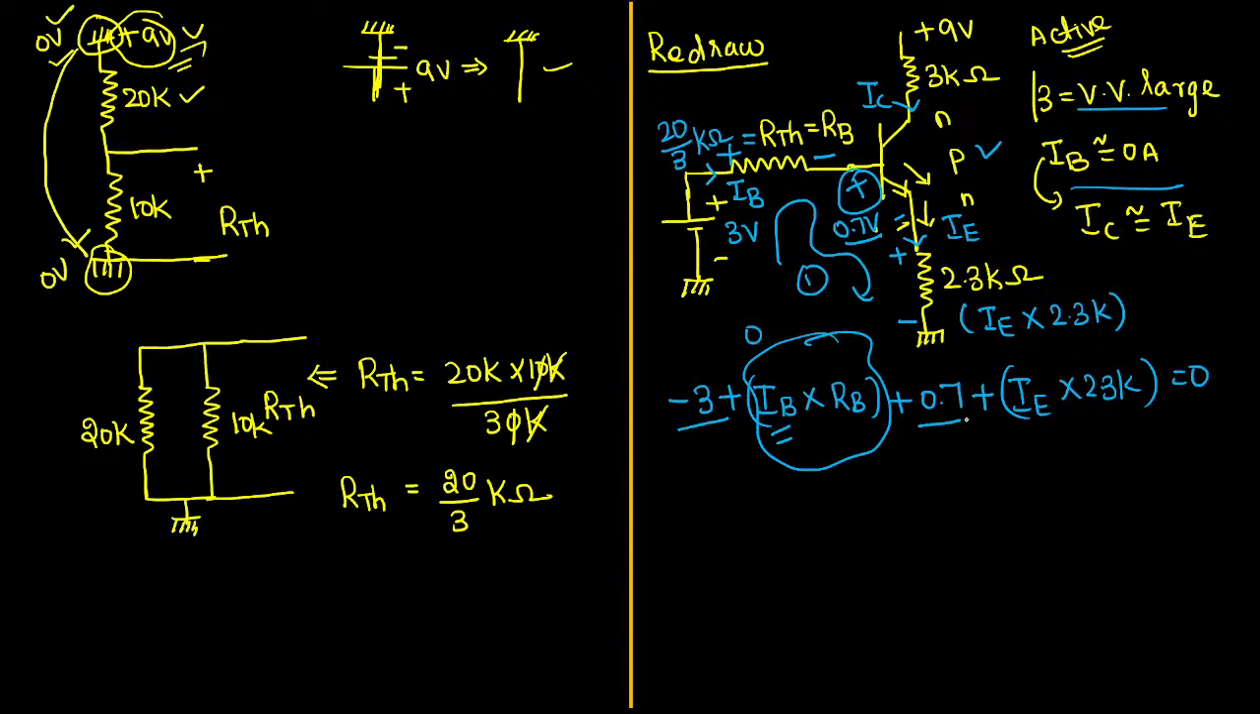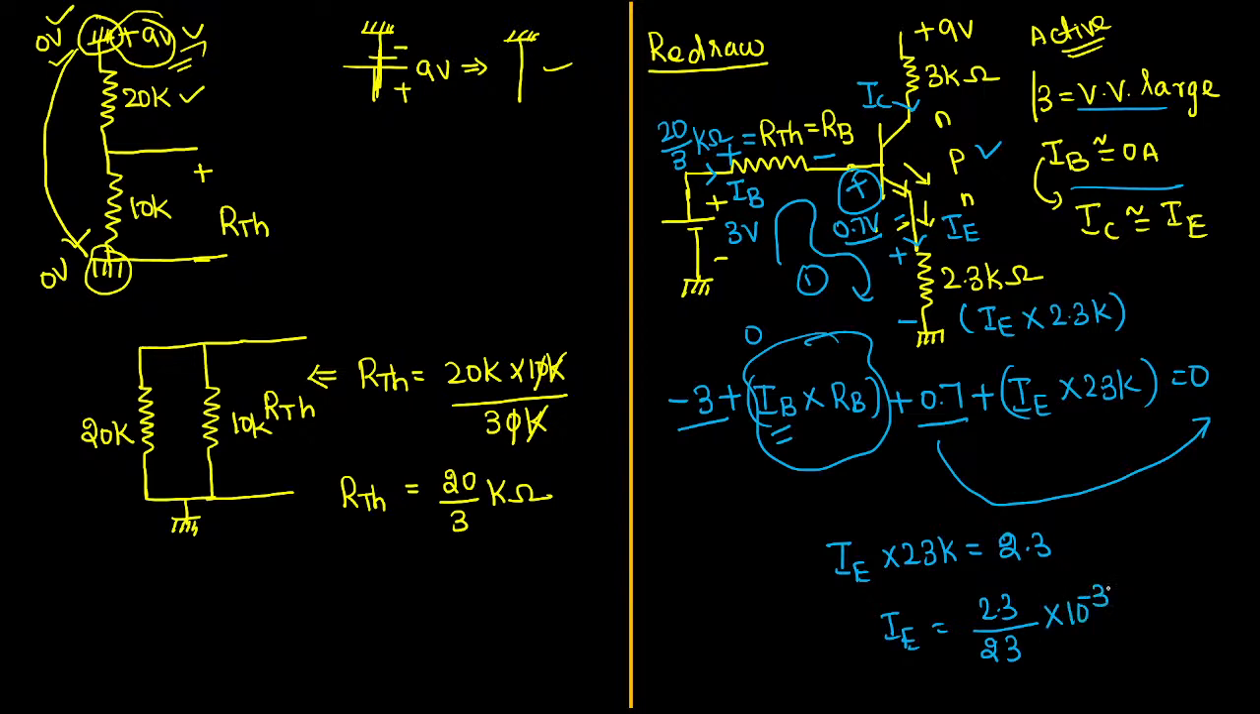Then minus 3 plus 0.7 will be minus 2.3. If you pass the minus 2.3 to the right side, it will become plus 2.3. So the value of emitter current into 23 kilo ohm equal to plus 2.3. Finally, the value of emitter current equal to 2.3 upon 23 into kilo means 10 power 3. If you are passing it to the numerator, it will become minus 3. Now it's time to explore the value. How will you explore this value now?